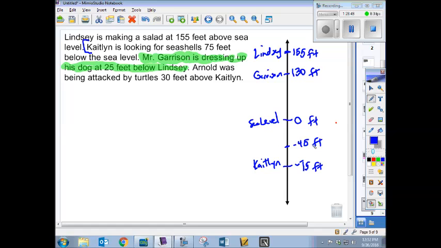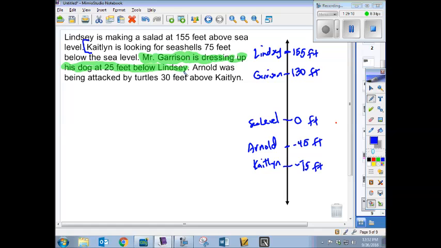Well, we know that this is Arnold right here. Listen, please. We know that if Caitlin's at negative 75, that means 30 feet above that would be at negative 45. So you just got to use your clues here. That could be a subtraction, 75 minus 30. Regardless of that, it's negative.